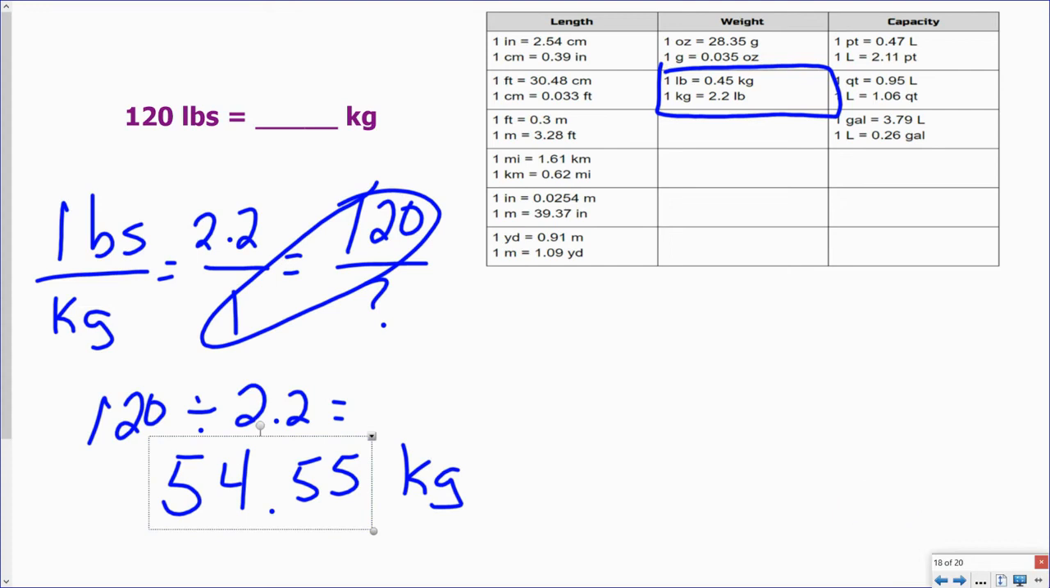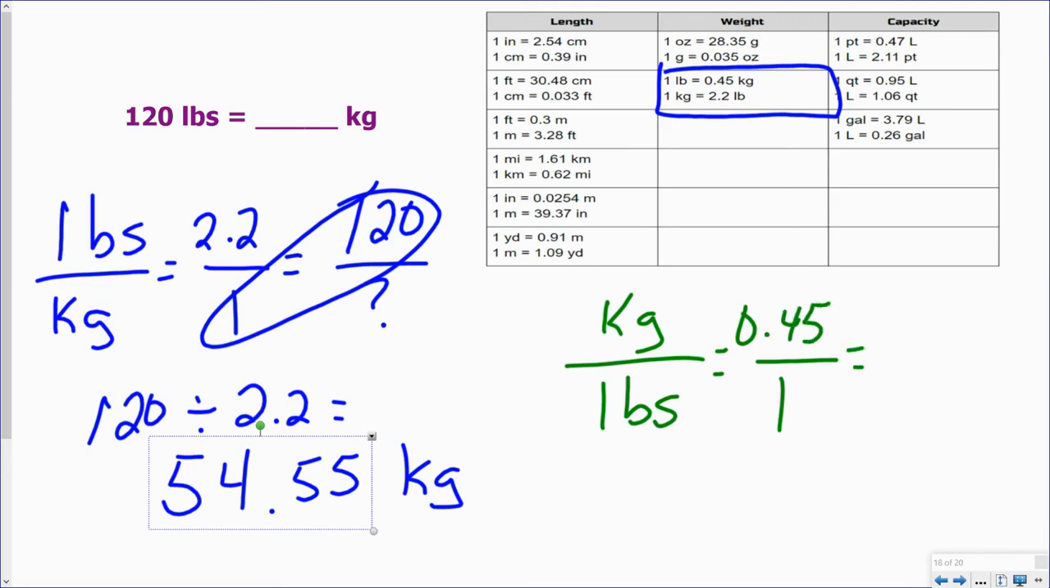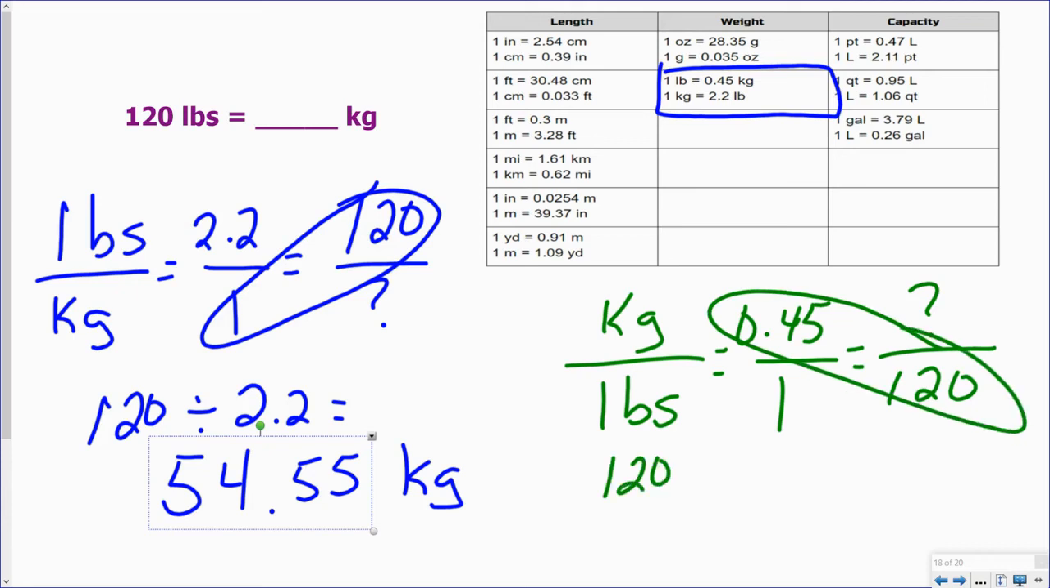Now, if I look at it the other way, then I would have my kilograms compared to my pounds. And doing that, 1 pound is 45 hundredths kilograms. So again, still have 120 pounds, looking for how many kilograms that I need. So if I cross multiply, it'd be 120 times 45 hundredths, and that gives me a total of 54 kilograms.